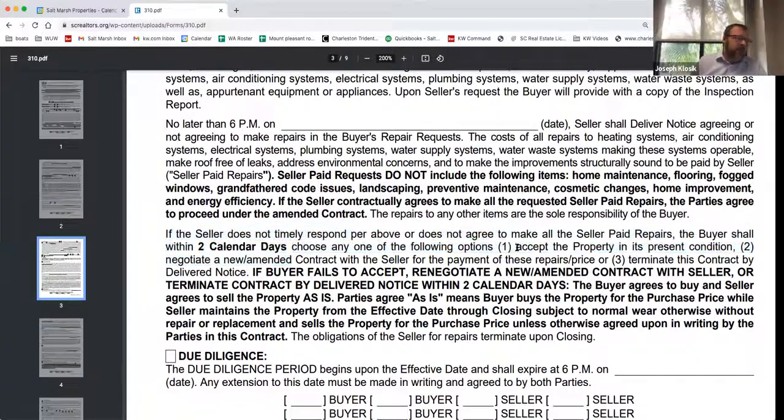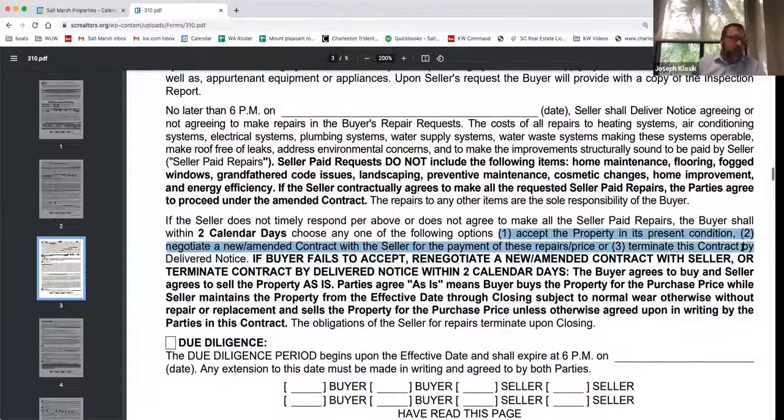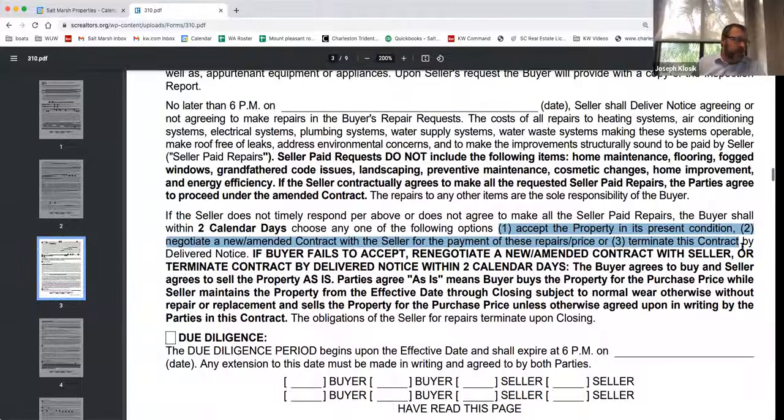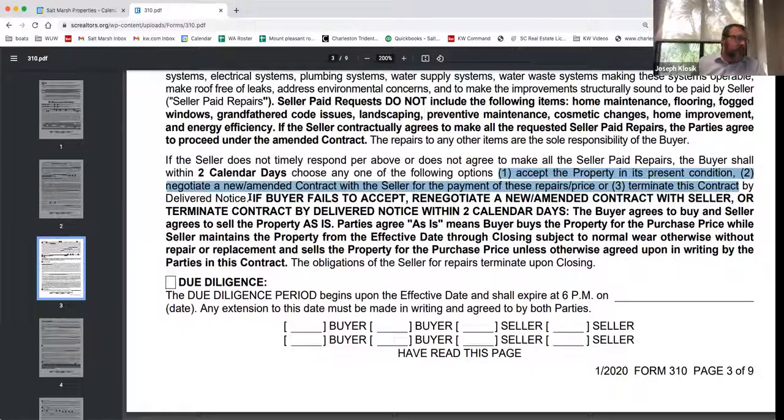Then the buyer can either accept the property as is. They can negotiate and amend the contract, which obviously you're trying to do. So obviously that's not going to be done if they haven't gotten back to you. Or the buyer can terminate the contract by delivered notice. If the buyer fails to do any of those within the 2 calendar days, the buyer agrees to buy and the seller agrees to sell as is, which means nothing's being done.